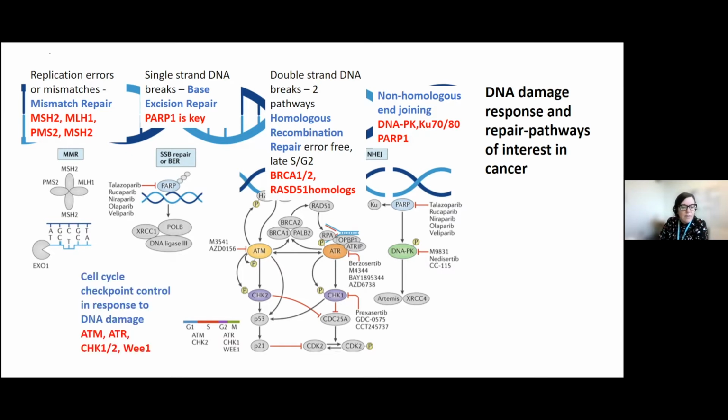But we mustn't forget that cell cycle checkpoint control is also important in the DNA damage response, because if we have DNA damage, we need to halt the cell cycle to enable the DNA damage to be repaired and not progress through replication. And so the DNA damage response and repair pathways now, we know, incorporate ATM, ATR, CHEK1 and WEE1, which would all be involved in cell cycle checkpoint control.